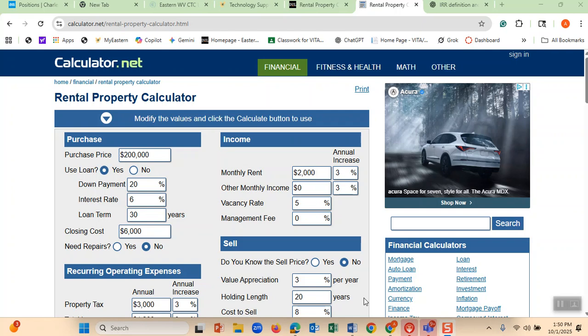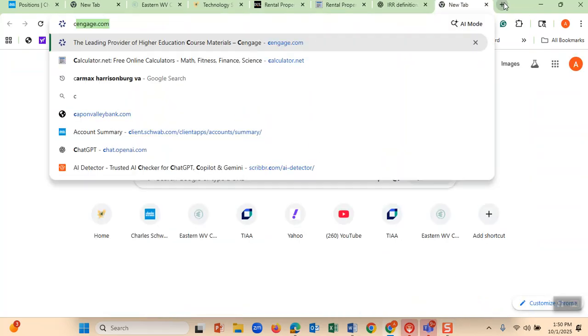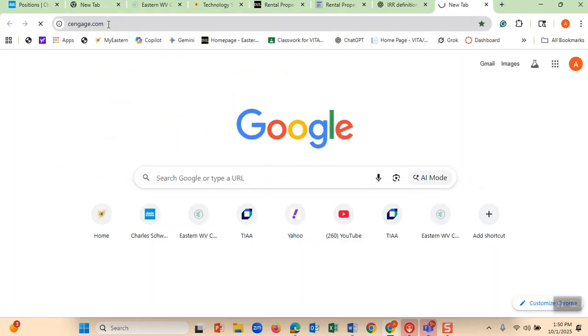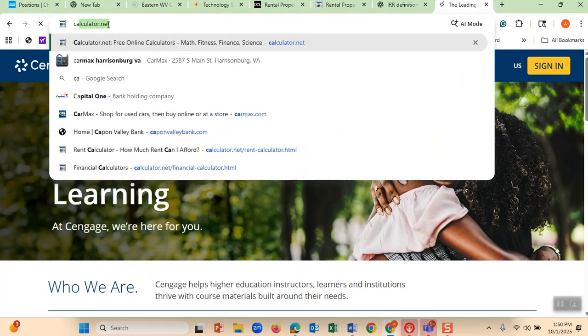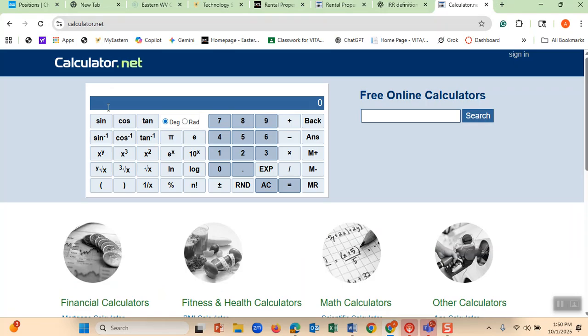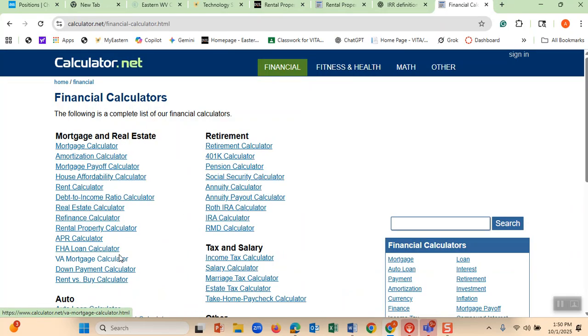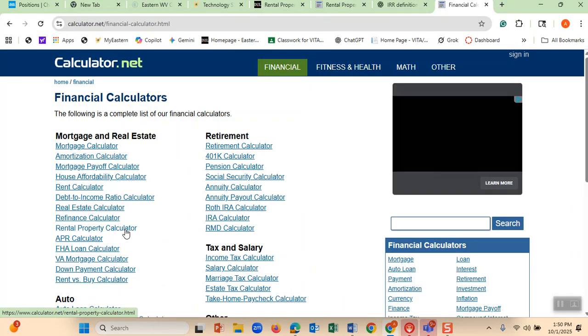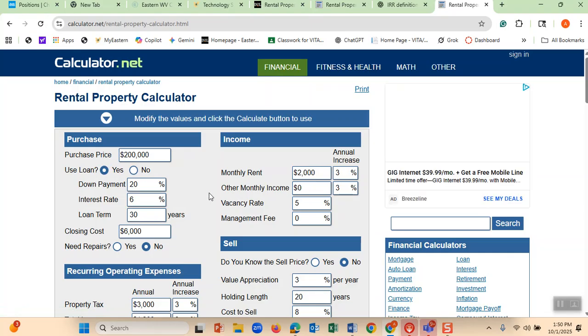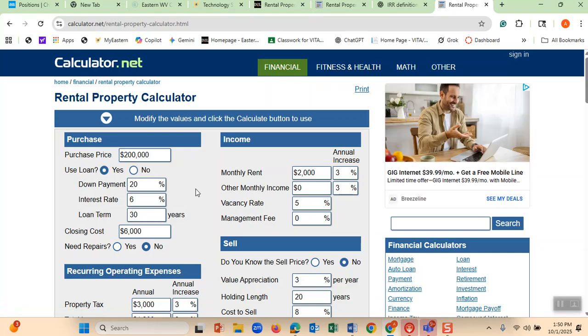Hello, all. I want to talk about the rental property calculator. As you all know, this is where I go. Oops, I put Cengage, I'm sorry. I go to calculator, and here I click on financial calculator and rental property calculator. This one is the default one. I want to explain. Please, in your case, try to change the numbers.